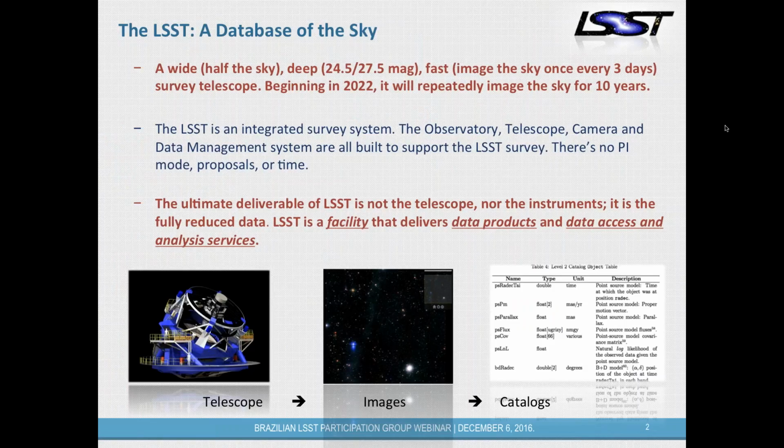But it's really an integrated survey system. So the observatory, telescope, camera, and the data management system are all built to support the LSST survey. There's no PI mode, there are no proposals, there's no asking for time on LSST. So the ultimate deliverable of the whole system is not really a telescope or the instruments, it's the fully reduced data. And so the way to think about LSST, again, is that it's a facility that delivers data products and data access and analysis services to the community. In some ways, it's more similar to a space mission than it's to your typical telescope on the ground today.